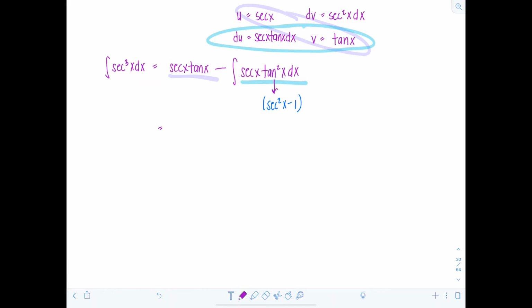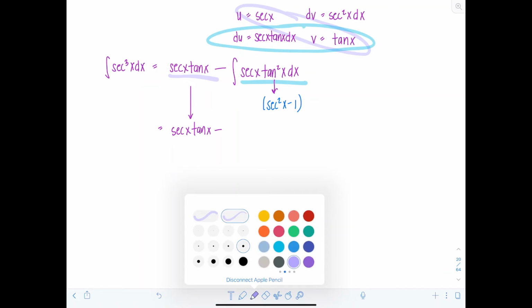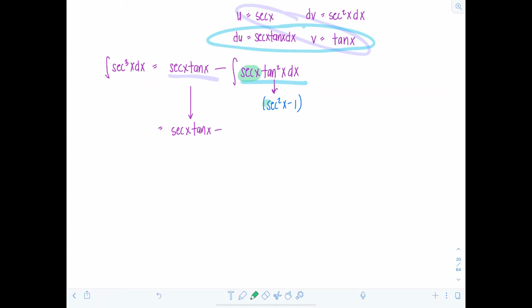So I'm going to just bring this term down here. This is secant x tan x minus, and now this secant is going to distribute to secant squared x minus 1. So I'm going to have the integral of secant cubed x minus secant x dx. And this is all equal to the integral of secant cubed x dx.